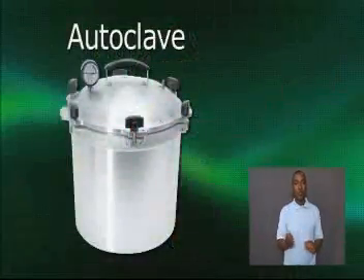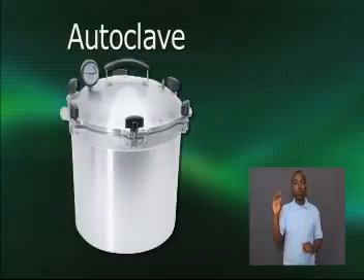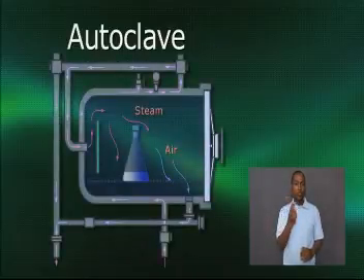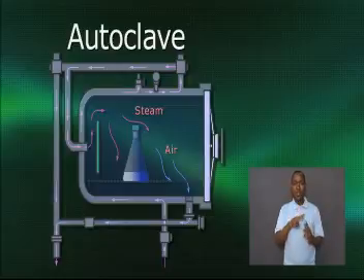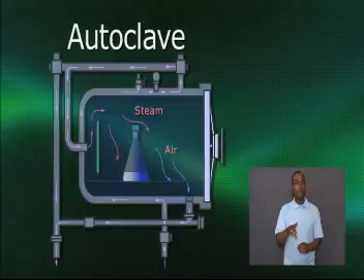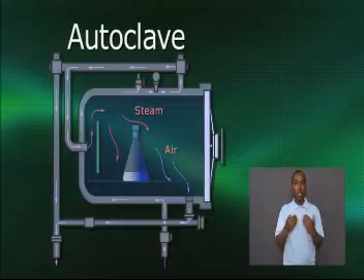An autoclave is very similar to a pressure cooker, which you might use in your home. It boils water at a high temperature to create a high-pressure steam. The higher the temperature, the more force the steam has to kill off all microorganisms and sterilize the object or the surface.